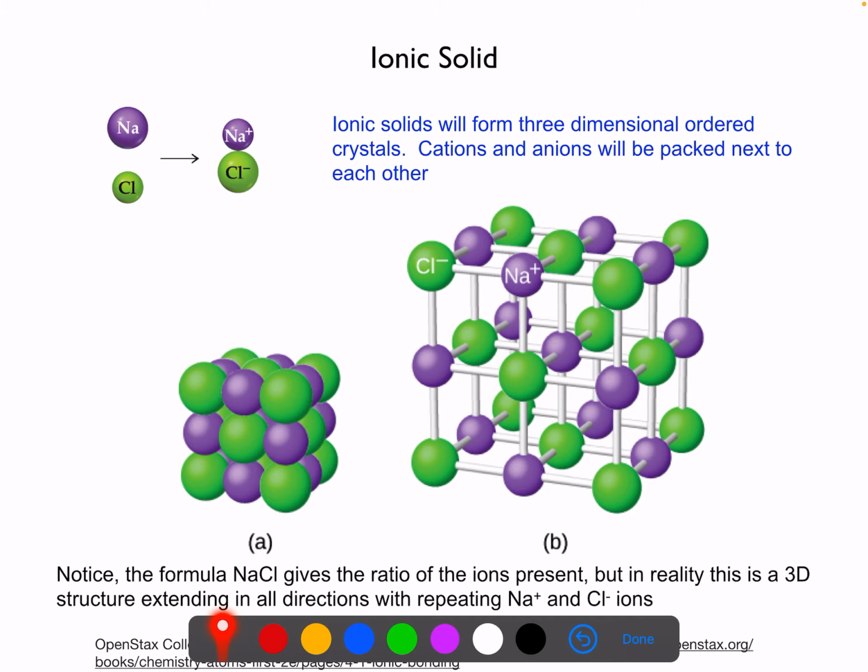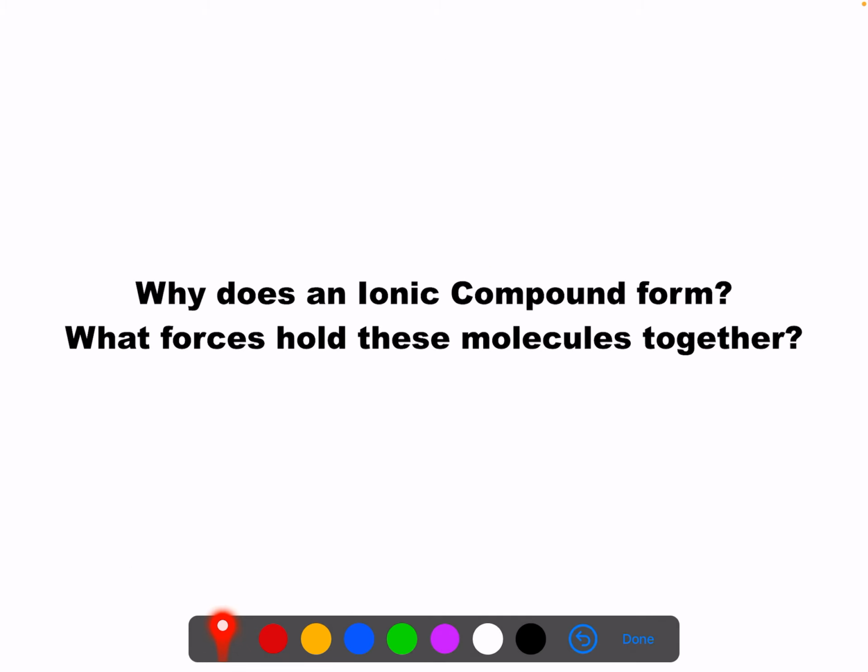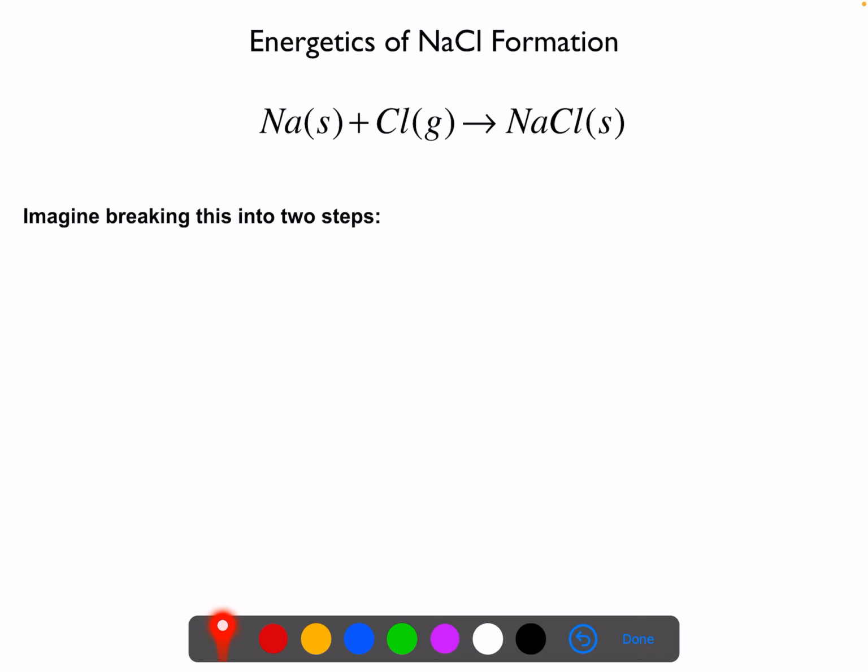All right, so let's get back to the energetics involved here. So why does an ionic compound form? Another way of asking that is, what forces hold these molecules together, or why don't they just fall apart? If we go back to this reaction, sodium plus chlorine forms sodium chloride solid, now we have our ionic solid, with a cation and an anion. So what actually has to happen here? Well, our sodium has to lose an electron, and our chlorine has to gain an electron.